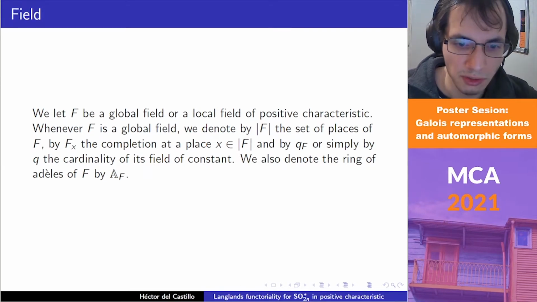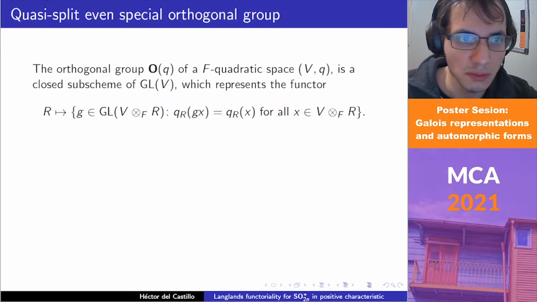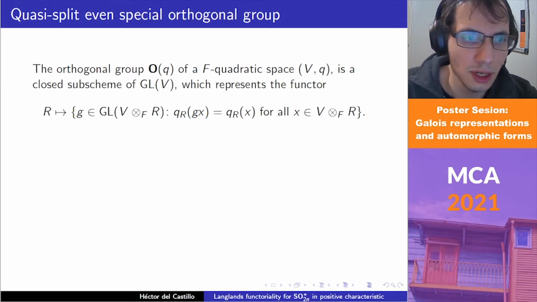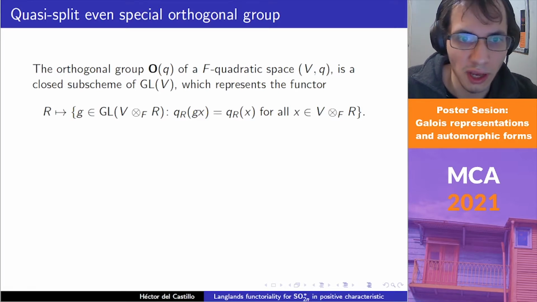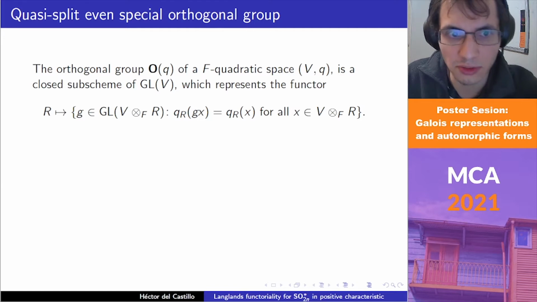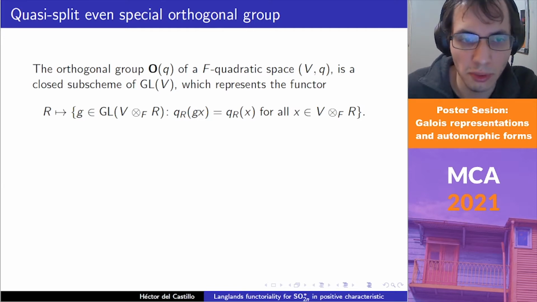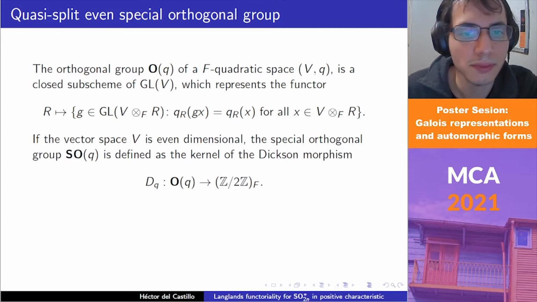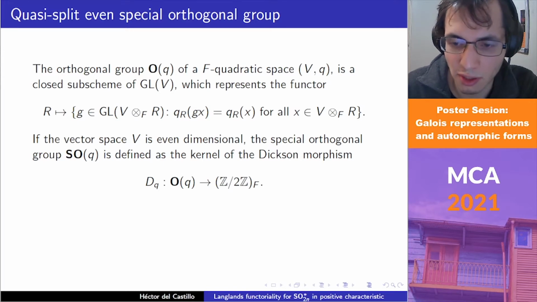Now we start with the first ingredient for the functoriality, the quasi-split even special orthogonal group. First, we define the orthogonal group. The orthogonal group, OQ, of an F quadratic space (V,Q) is a closed subscheme of GLV, which represents the functor of invertible linear operators respecting the quadratic form Q. If the vector space V is even-dimensional, the special orthogonal group SOQ is defined as the kernel of the Dickson morphism. We use this definition to avoid some problems in the characteristic 2 case.